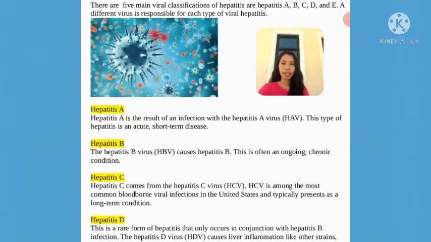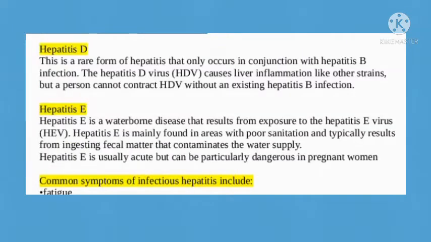First, hepatitis A. Hepatitis A is the result of infection with the hepatitis A virus. This type of hepatitis is an acute short-term disease. Hepatitis B virus causes hepatitis B. This is often an ongoing chronic condition. Hepatitis C comes from the hepatitis C virus. Hepatitis C virus is among the most common blood-borne viral infections in the United States and typically presents as a long-term condition. Hepatitis D is a rare form of hepatitis that only occurs in conjunction with hepatitis B infection.